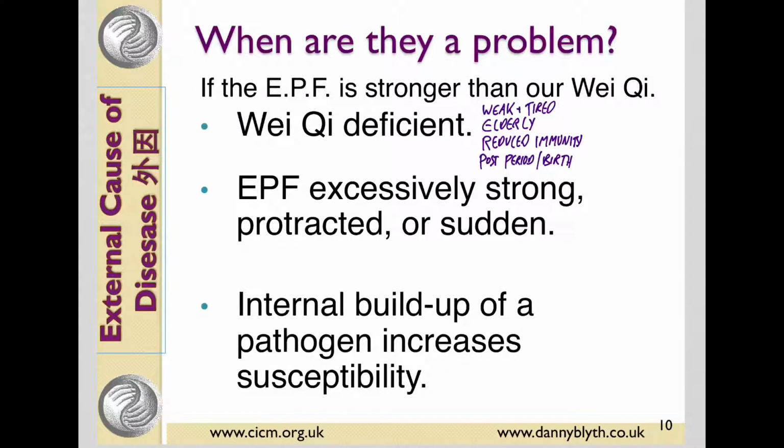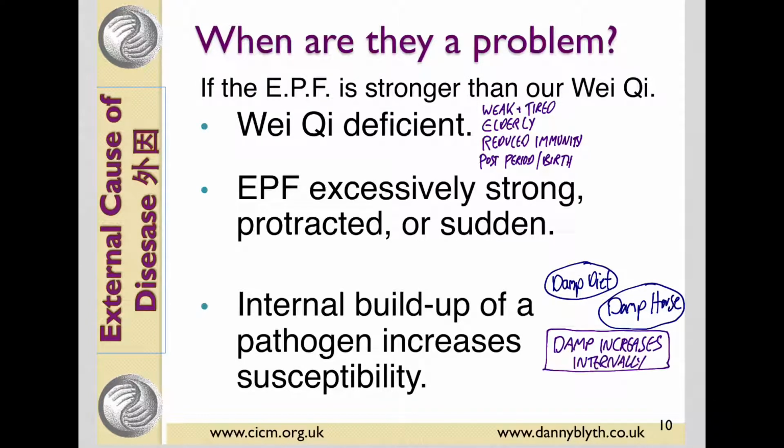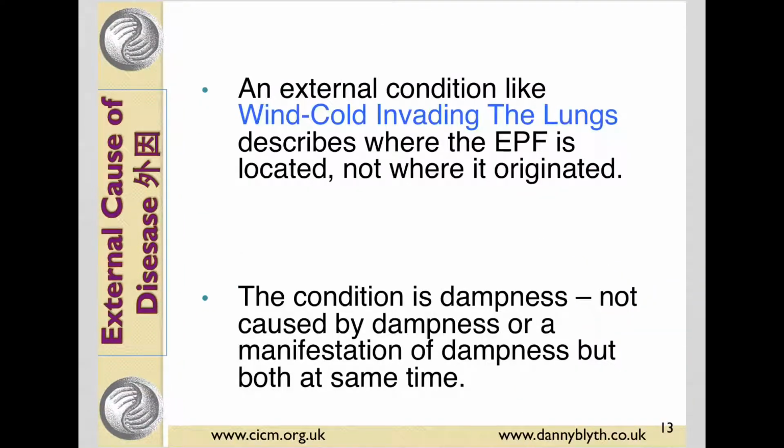So if we have a damp diet or we live in a damp environment or both, damp can increase internally, and that might make us particularly vulnerable to wind damp invasions. An important note is that a condition like wind cold invading the lungs describes where the pathogen is located and not where it came from. And we also describe a condition as being dampness, and this is not saying that it's caused by dampness or that it's a manifestation of dampness, but both at the same time. So we have this circular way of understanding health.